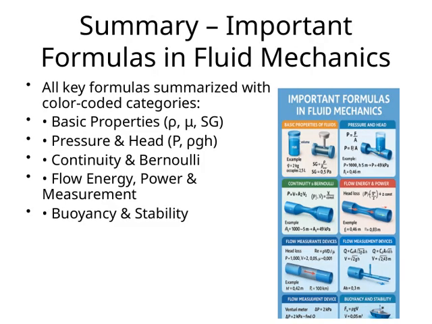All right, let's wrap up with a quick summary of some of the most important formulas in fluid mechanics. On this slide, you'll see they're organized into color-coded categories to help us remember them better. First, we have the basic properties, which include density, viscosity, and specific gravity. These are fundamental because they define the fluid's intrinsic characteristics. Next, we have pressure and head, where pressure and gravitational head are key concepts in understanding how fluids behave under different conditions.